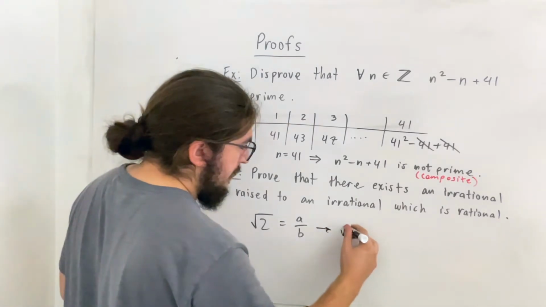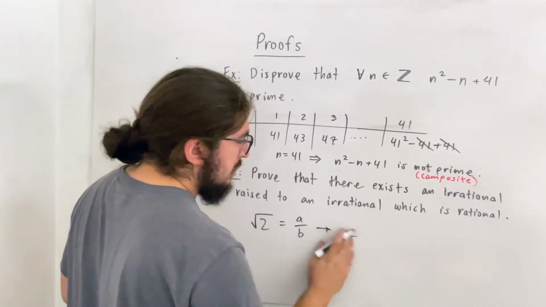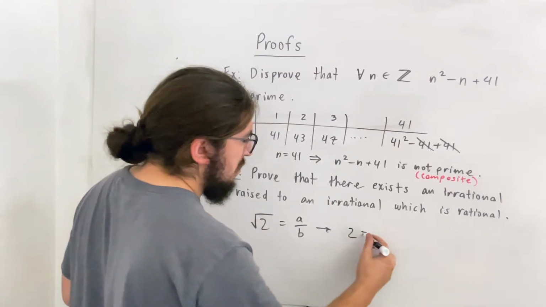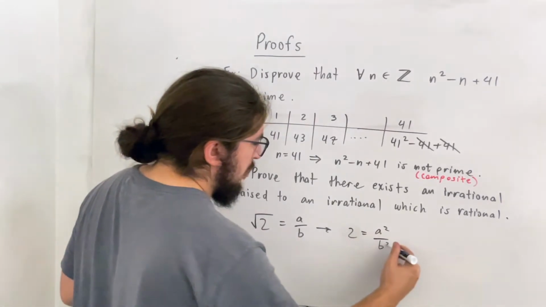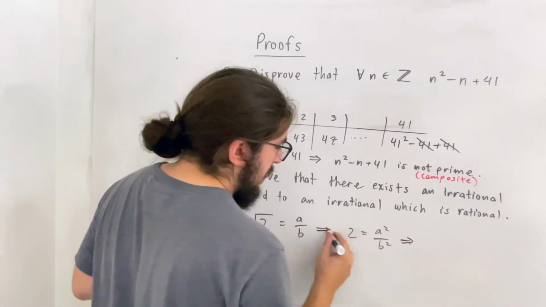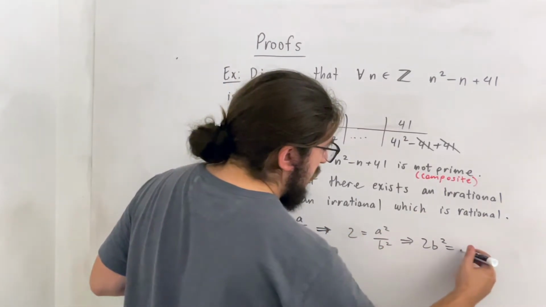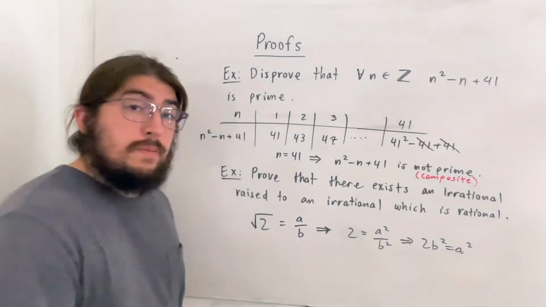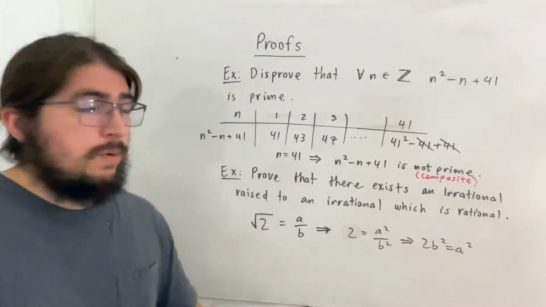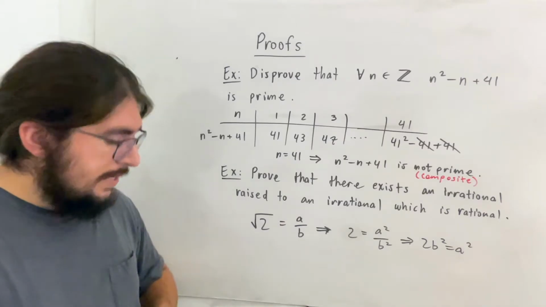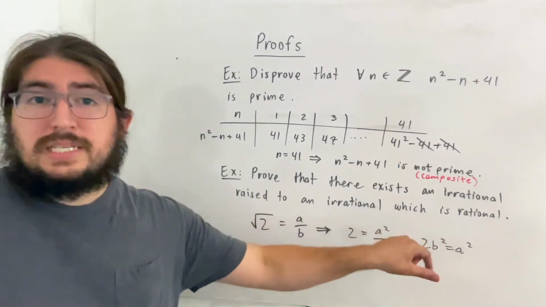Multiply both sides by b, or actually, no, let's square both sides first. Square both sides, you get 2 is equal to a squared over b squared. Multiply both sides by b squared to cancel denominators. You get 2b squared is equal to a squared. That means a squared is even, but we proved previously if a square is even, then the original number is even as well. So that means a is even.